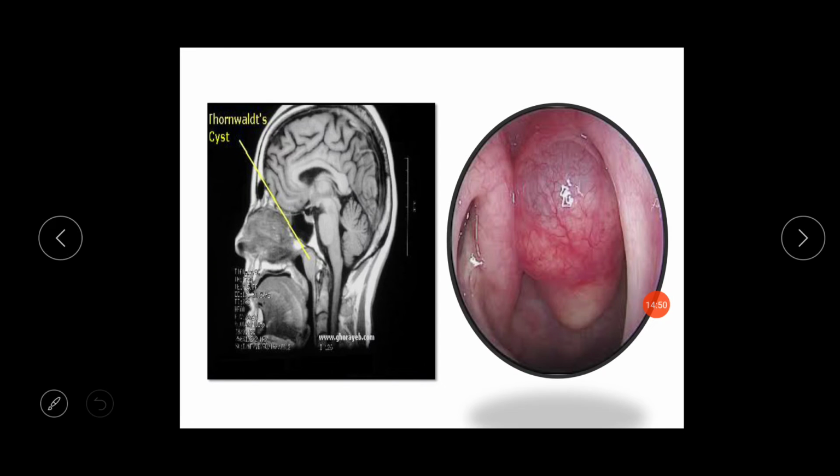Here you can see that there is some cystic fluid-like collection which is present in the nasopharyngeal area. This is the eustachian tube opening and torus tubarius. This is the eustachian tube opening. This is torus tubarius, and this is the posterior choana or posterior part of the septum. So this is a cyst in the right side nasopharynx, which is a Thornwaldt cyst. Here in this MRI you can see there is a cystic fluid collection over the nasopharynx with Thornwaldt cyst.